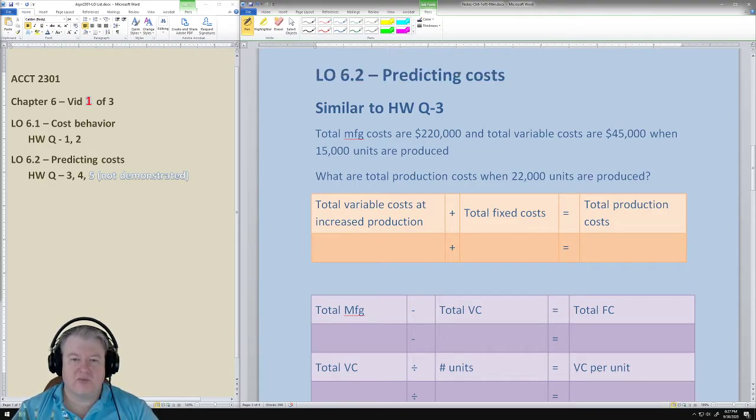So here we have a situation where the total manufacturing costs are $220,000 and variable costs are $45,000 when 15,000 units are produced. What are total production costs when 22,000 units are produced? So you notice we've been given numbers at this volume.